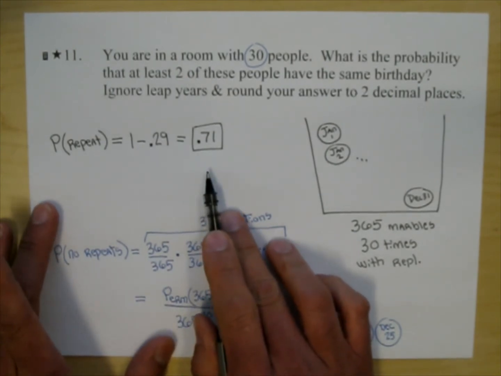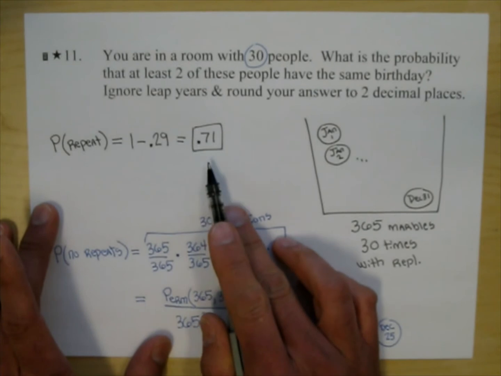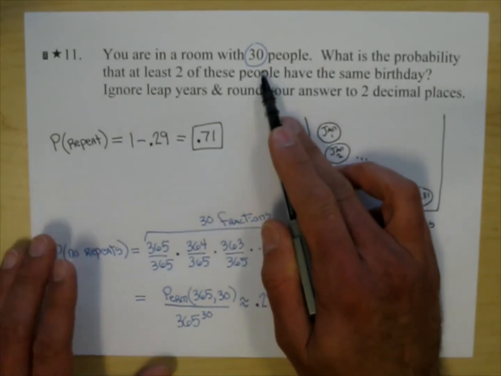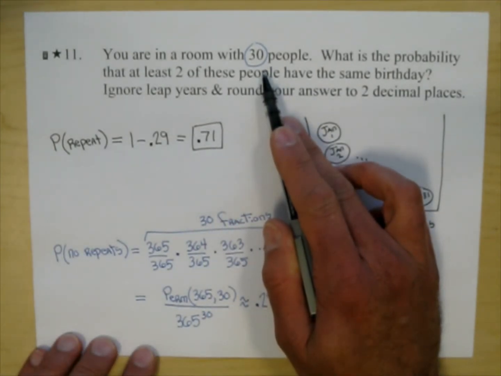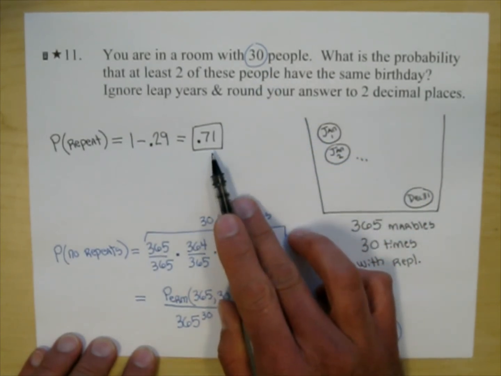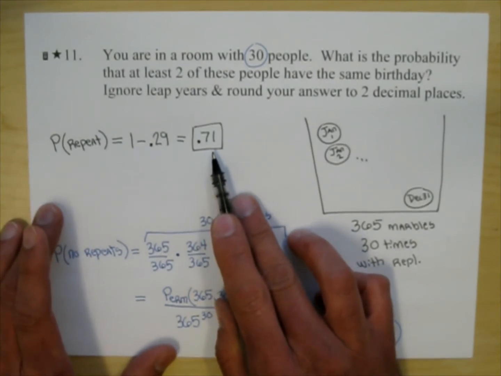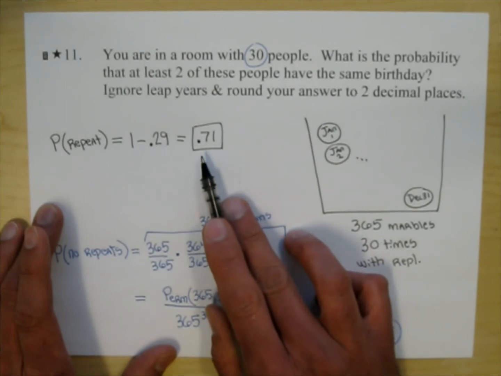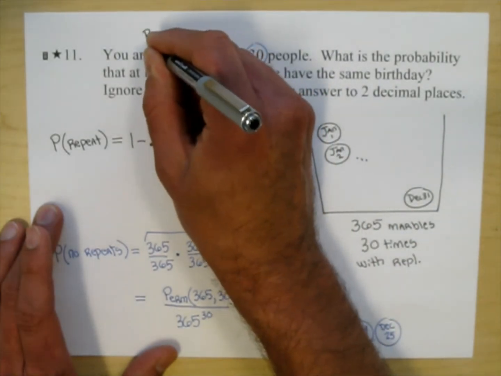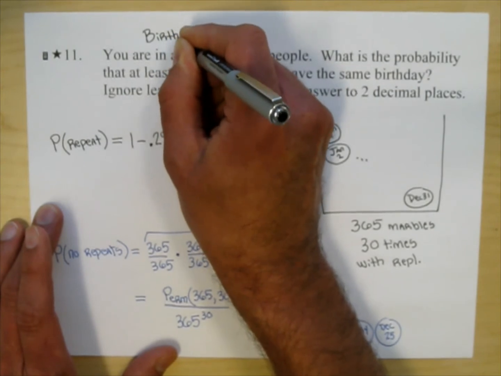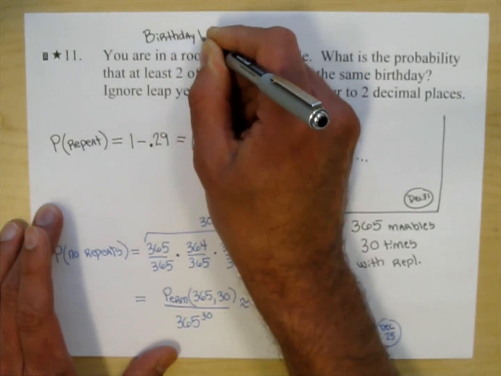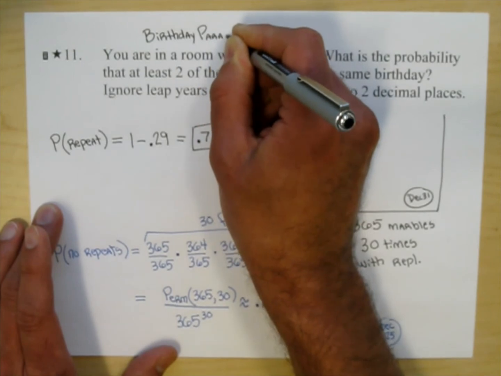This problem has a surprising answer. If you're in a room with 30 people, the probability that at least two share the same birthday is 71%. Seems unlikely, but it really is true. So, because this plays with our minds, some people have called this the birthday paradox.